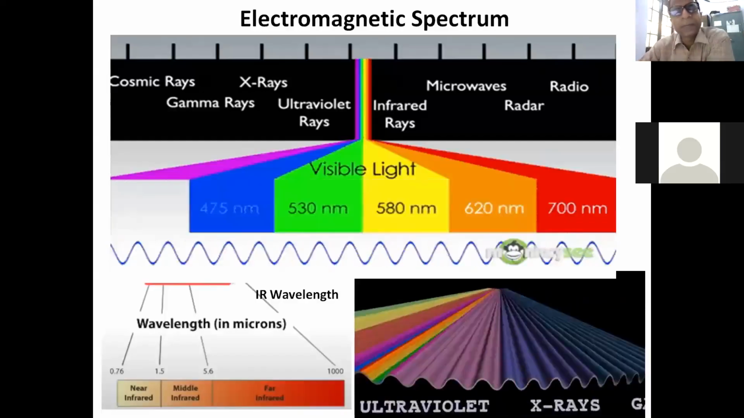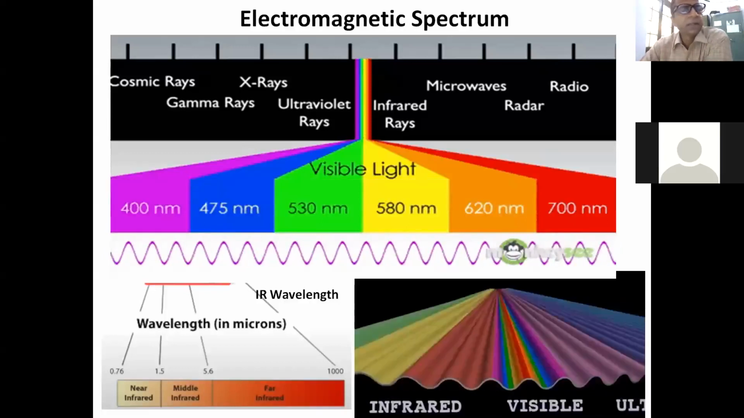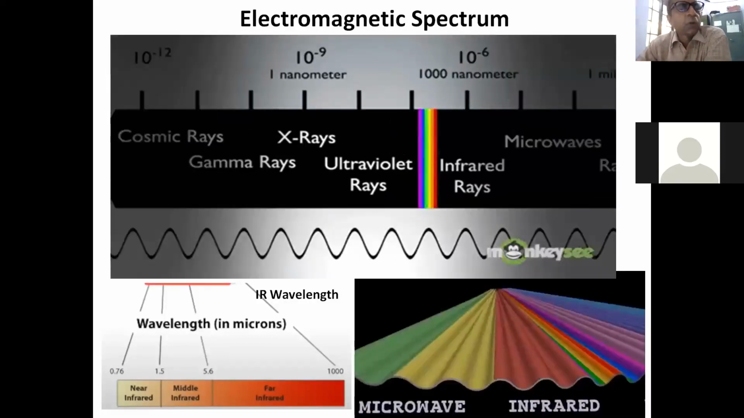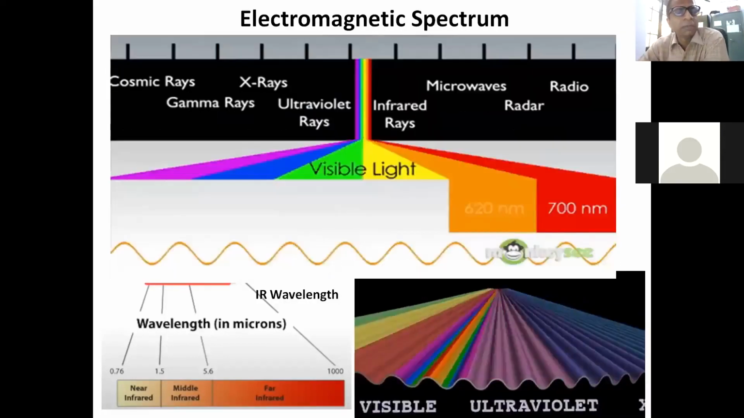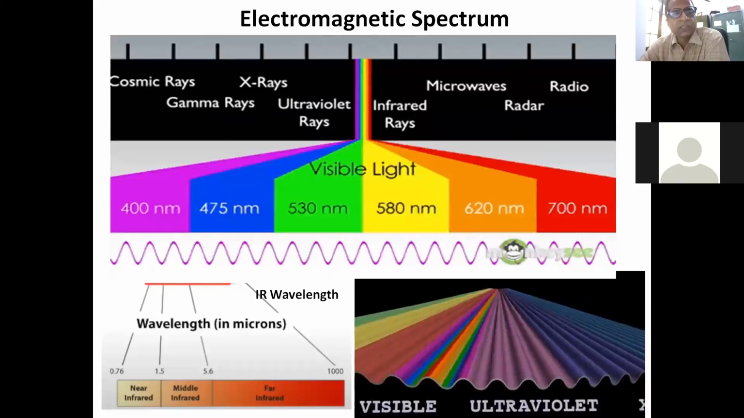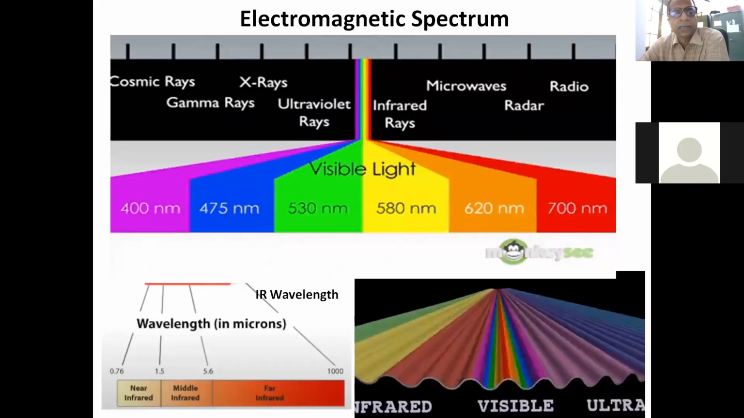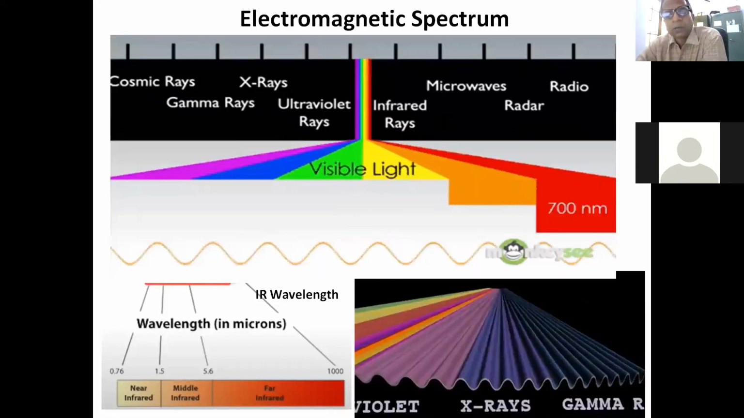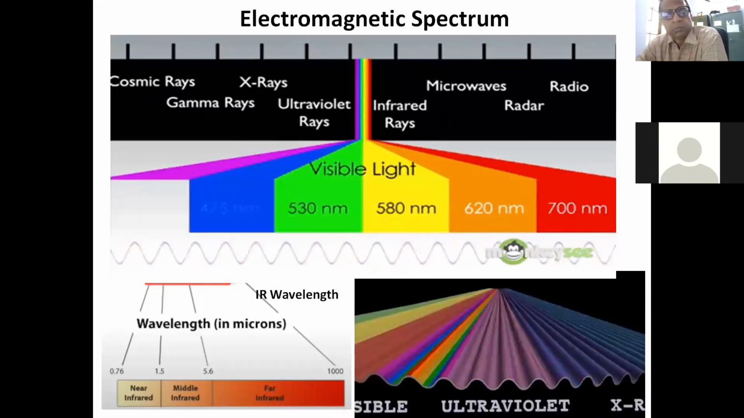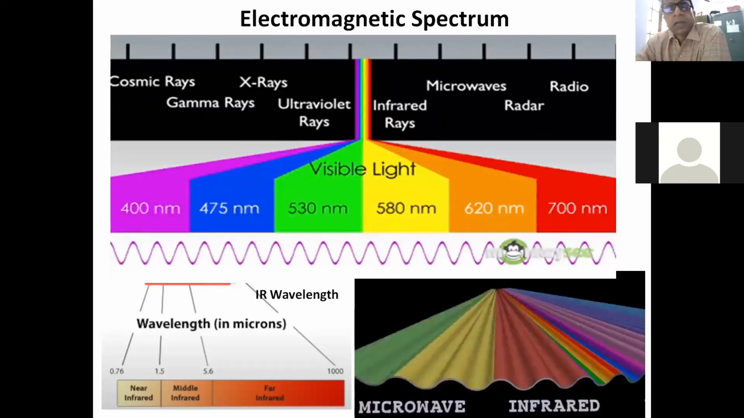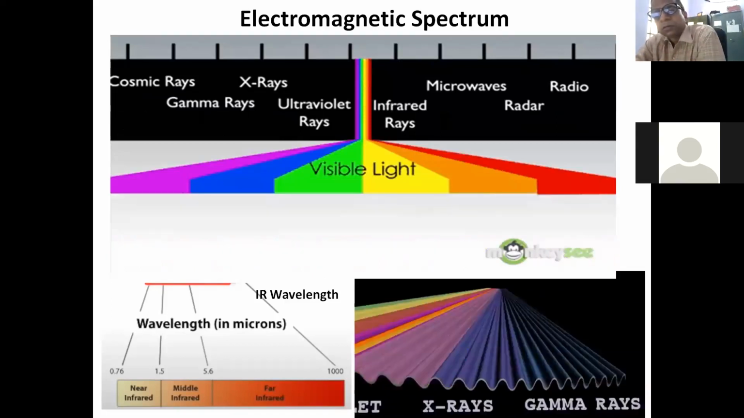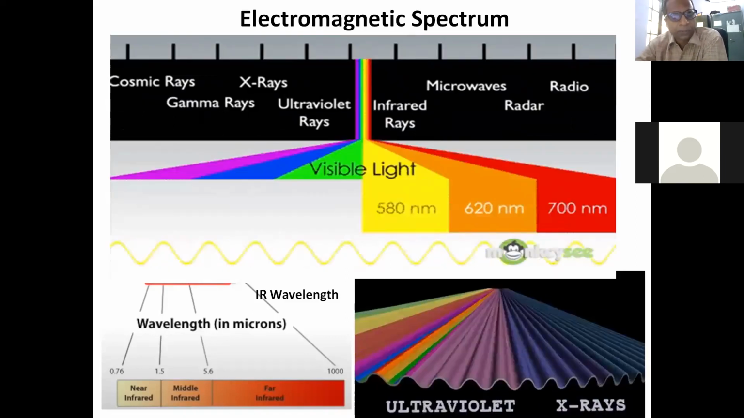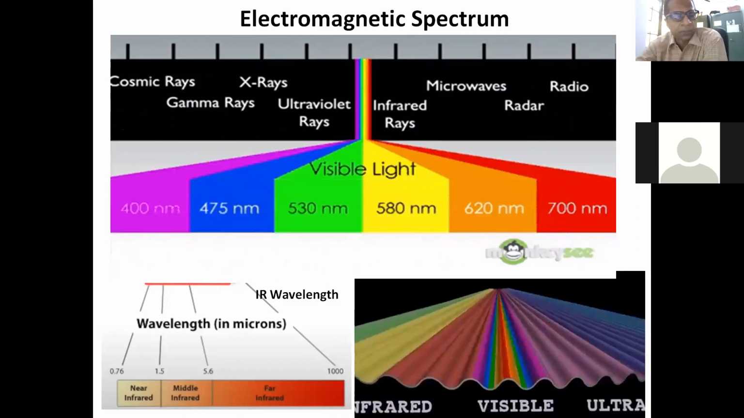You will see the electromagnetic spectrum. You will find that cosmic rays have a very small wavelength, 10 to the power minus 12. Then gamma rays, then X-rays, then ultraviolet rays, and then the visible region comes into the picture, which is followed by the infrared rays, and then microwaves, radar, and radio waves. So this is the electromagnetic spectrum of different kinds of waves.